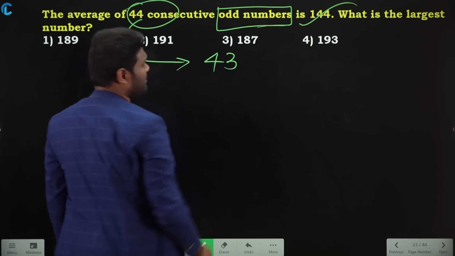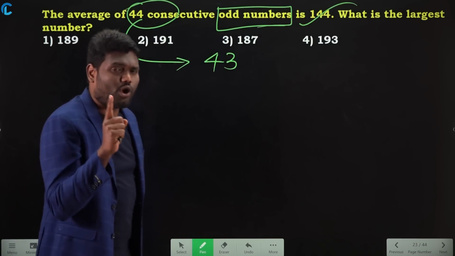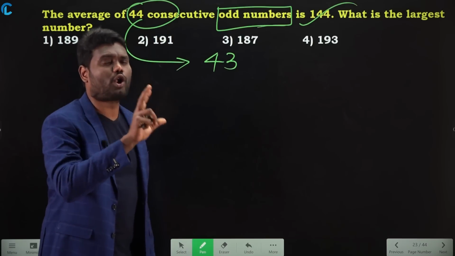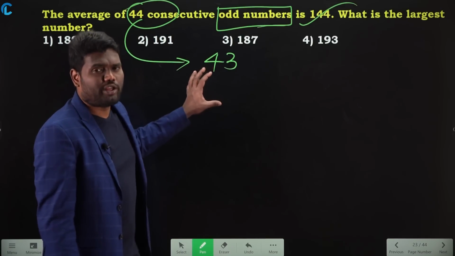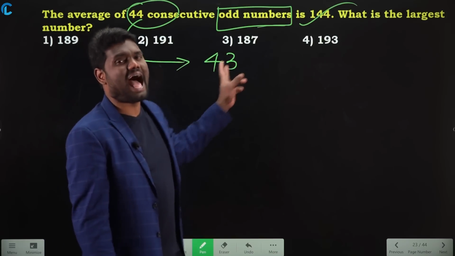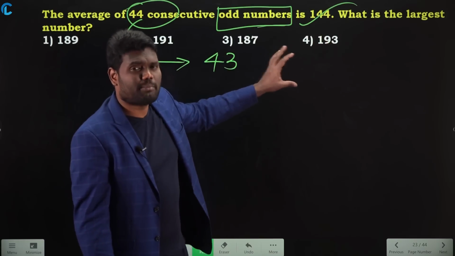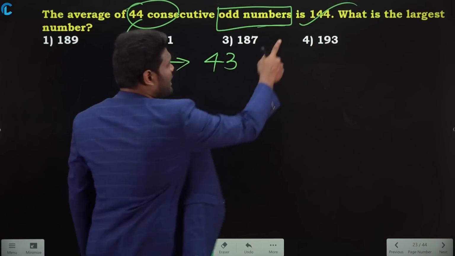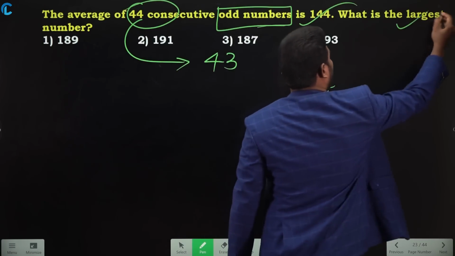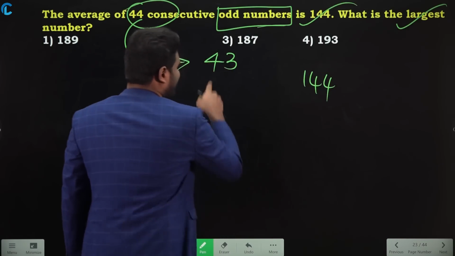Whenever you get odd numbers or even numbers, if they ask you to find the highest number or lowest number, directly what you need to do is find the number of gaps. If they ask you for the highest number, add it. If they ask you for the lowest number, subtract it. That's it. So the average is 144. They're asking for the largest number. As it is the largest number, directly add it.